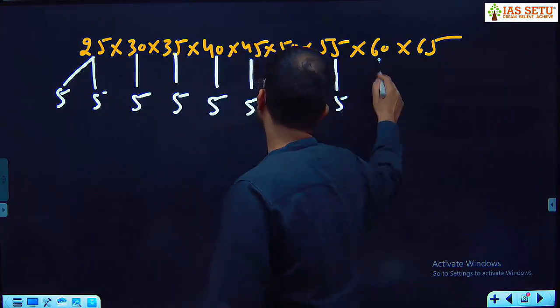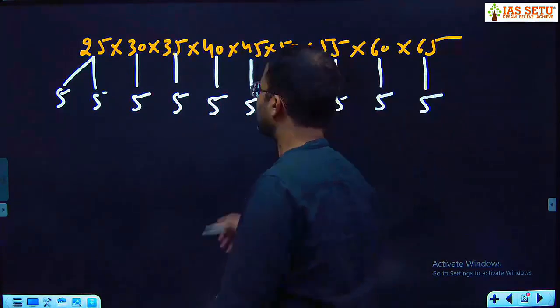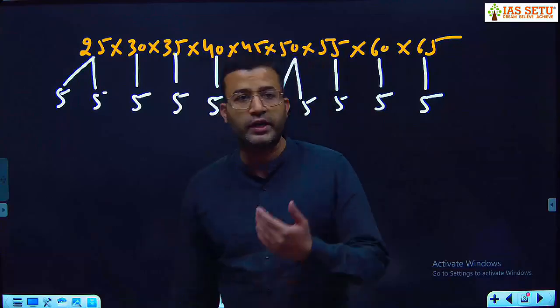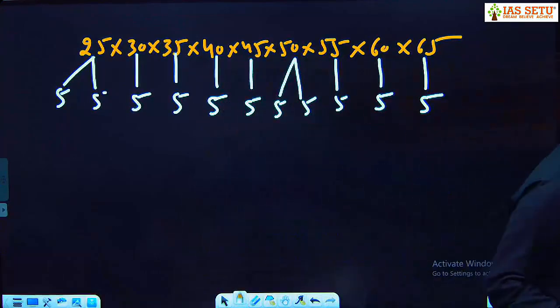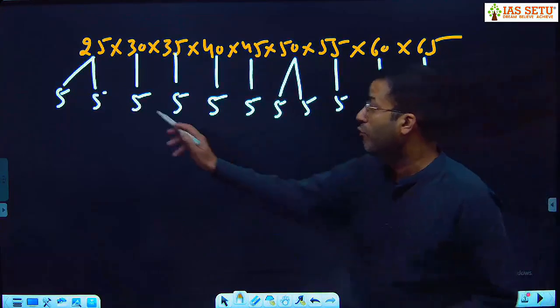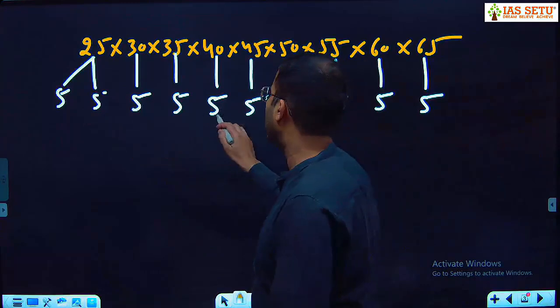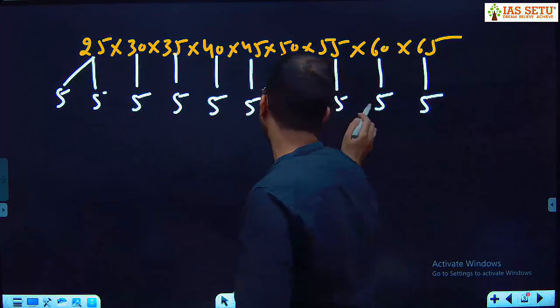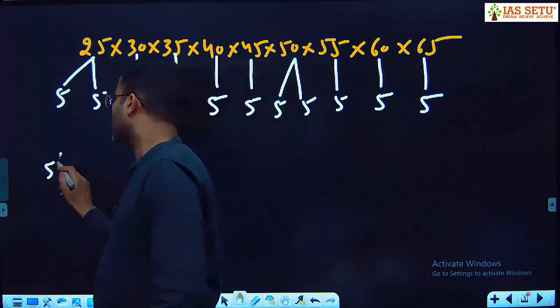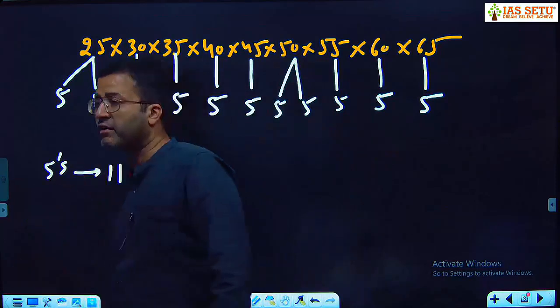In 55 there is 1 5. In 60 there is 1 5. In 65 there is 1 5. So here in total you can see how many 5s are there. इसके अंदर कितने 5 छुपे हुए हैं. 1 2 3 4 5 6 7 8 9 10 11. So the number of 5s here we have is 11.